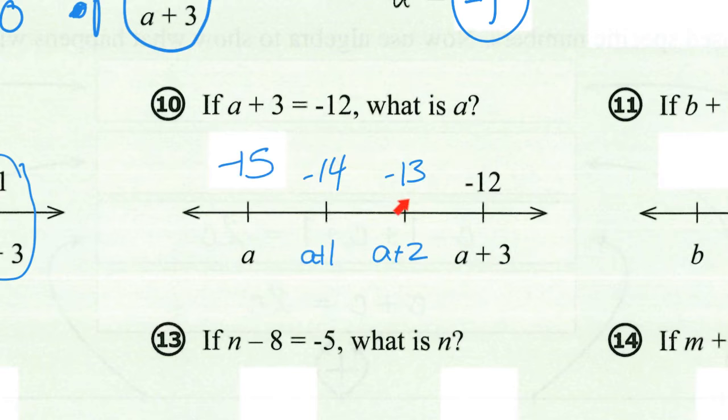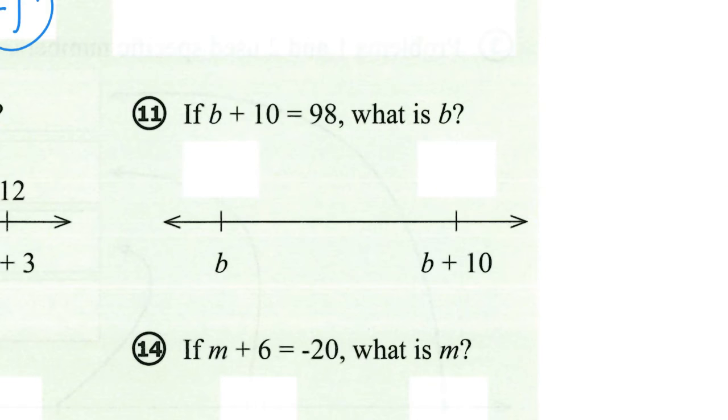In number 10, I'm going lower 3, so -13, -14, -15. It's also good to fill in this part of your number line just to double check that yes, I am going by ones. In number 11, now we're simplifying our number line a little bit.